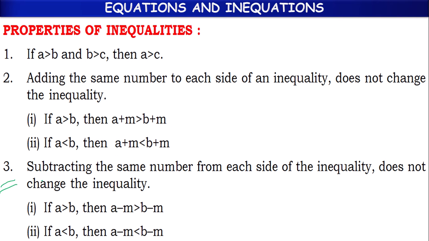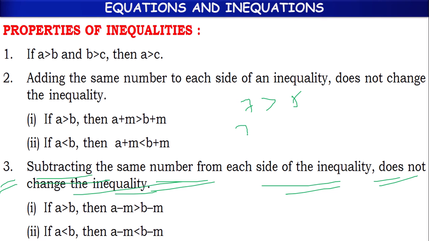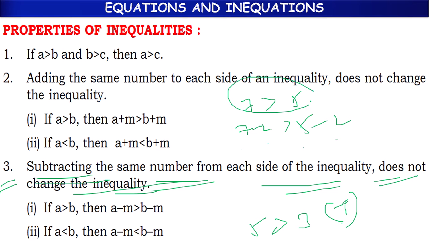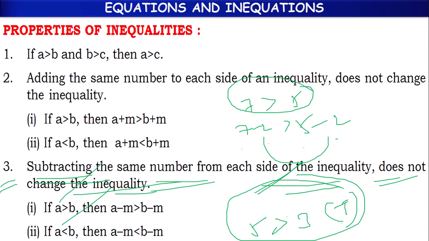In the same way, subtracting the same number from each side of an inequality also does not change the inequality. Is 7 greater than 5? If we subtract 2 from 7 and 2 from 5, 7 minus 2 is 5, greater than 5 minus 2, which is 3, which is true. It means when an inequality is given, the same number can be subtracted on both sides, and still the inequality will be the same. There will be no change in the inequality. It may be greater than, it may be less than.